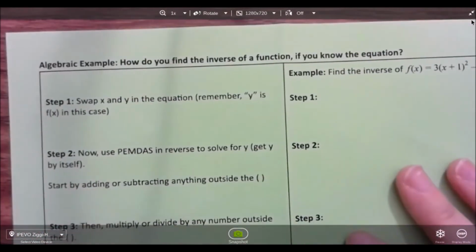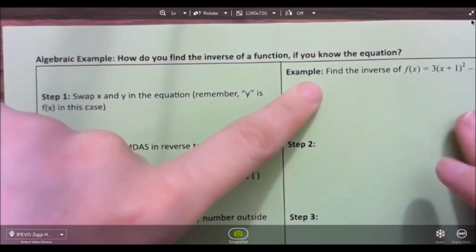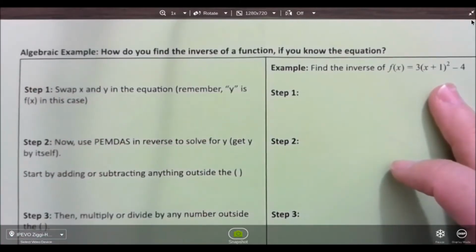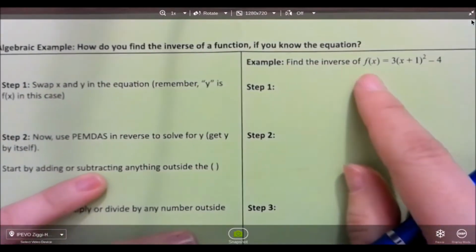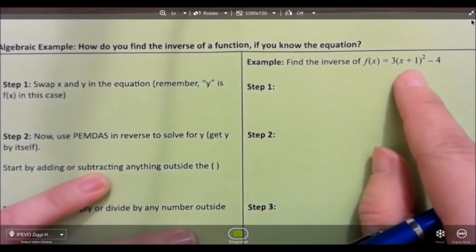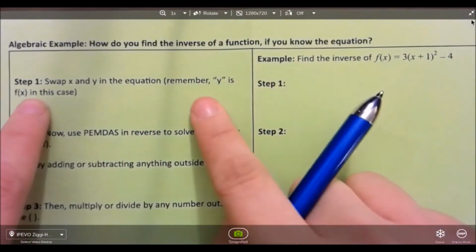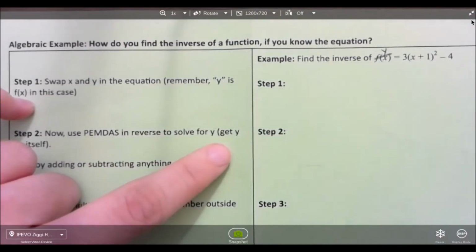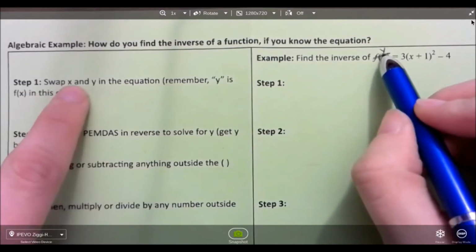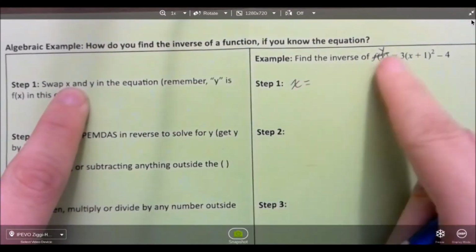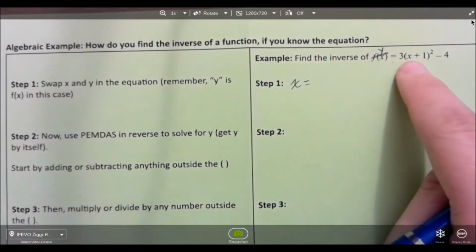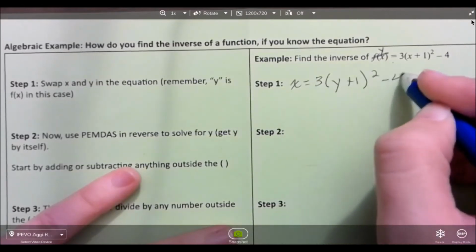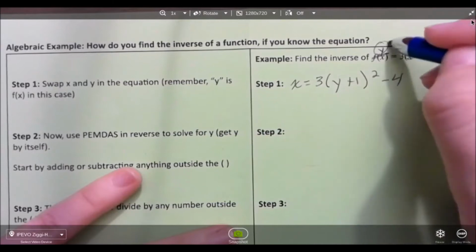Okay, so let's look at an algebraic example. How do you actually find the inverse of a function if you know the equation of the original function? So this is going to involve reverse PEMDAS, which is what you use anytime you're solving an equation. So let's say I want to find the inverse of f of x equals 3 times (x plus 1) squared minus 4. So step 1, swap x and y in the equation. And remember, y is just f of x, so we could call that y. Okay, so we're going to swap x and y. So instead of putting y equals, I'm going to put x equals. And here, instead of putting x, I'm going to put y. So 3 times (y plus 1) squared minus 4. Okay, so all I did was take those and switch places.